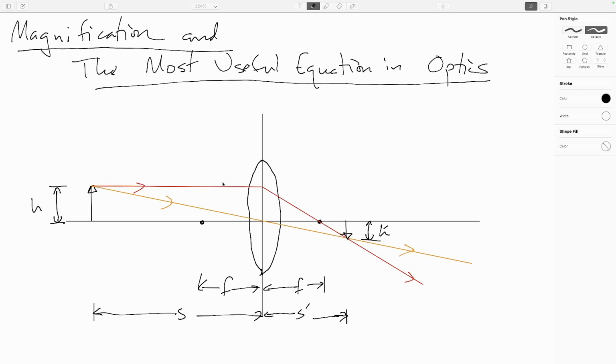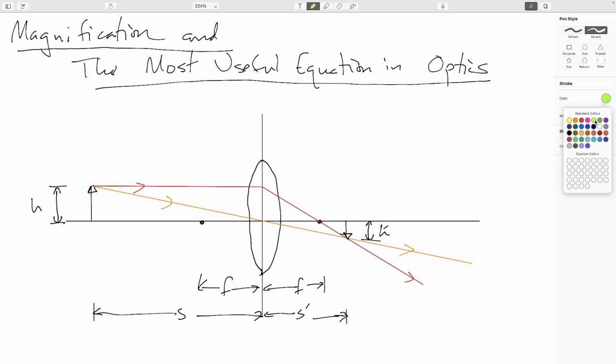Now I've only drawn 2 of the 3 useful rays. I've drawn the paraxial ray, which goes in parallel to the optical axis and out through the far focal point. And I've drawn the central ray, which goes through undeflected. And I've used those two to locate the image here. Now I've said that the object height is h and the image height is h prime. Now the idea here is that we can play some games with similar triangles.